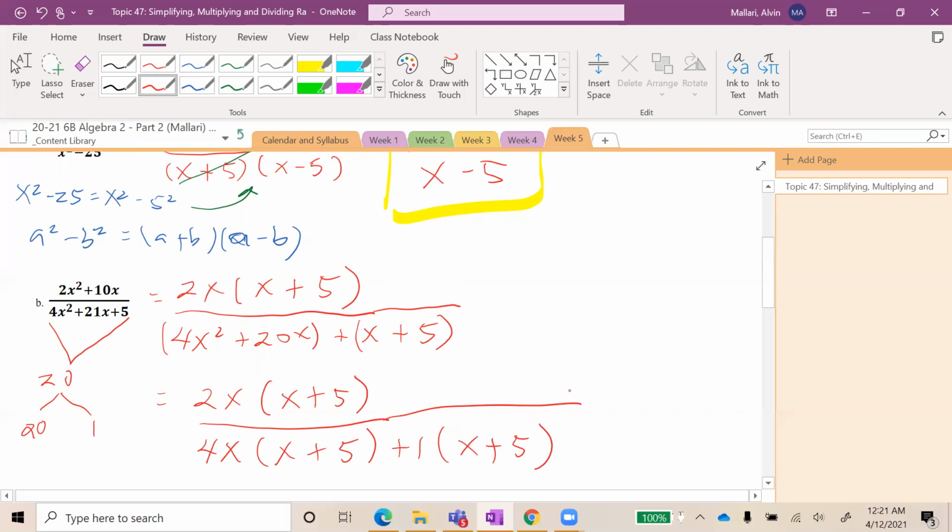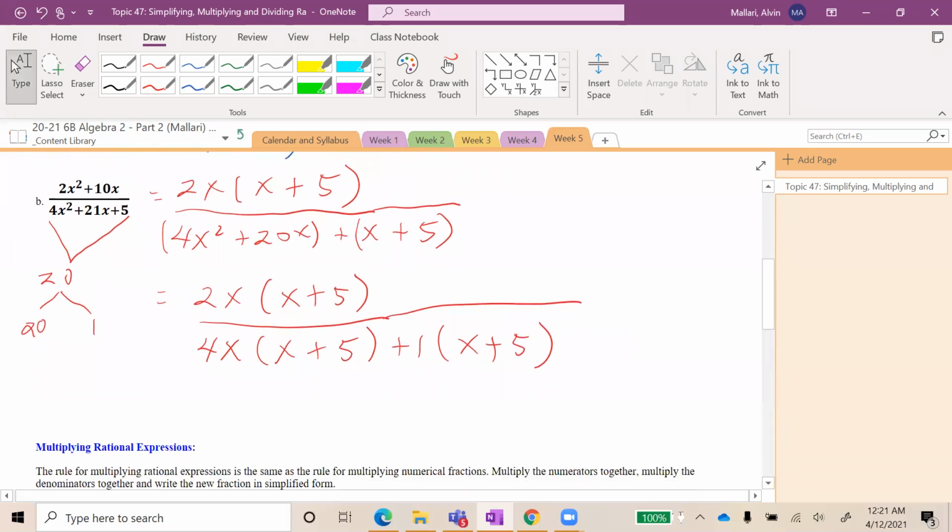All right. So next step, we are going to put the outside factors in a single group. Let me write the numerator first. So the outside factors are 4x and 1. It will be written as a single group. And then the common factor will be the other factor.